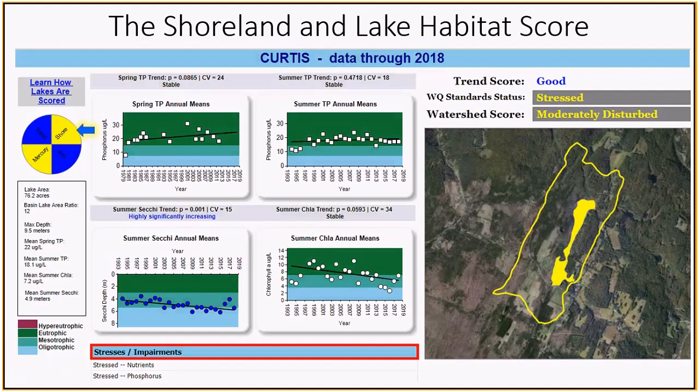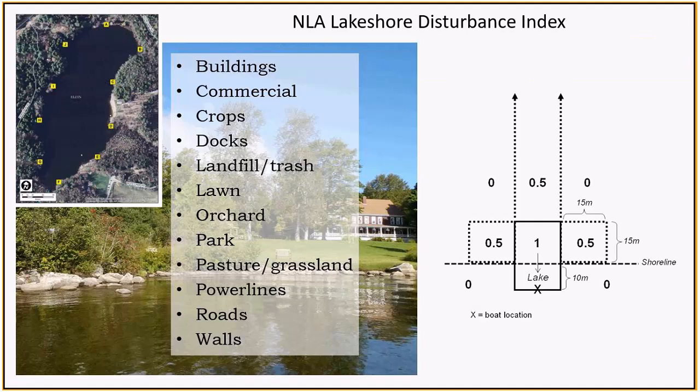So the next quadrant, so that's the trend score, the upper left quadrant of the little Secchi disk icon. The next quadrant of the Secchi disk icon is the lakeshore and lake habitat score. For this score, we have adapted a lakeshore disturbance index that was developed by EPA for the National Lake Assessment Program. For this index, we visit 10 random sites around a lake and make observations about the presence of various human disturbances like buildings, lawn, roads, etc.